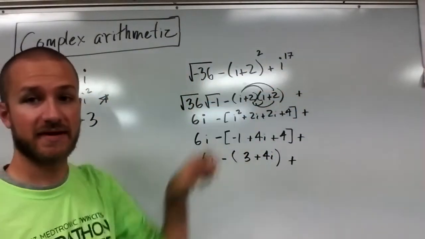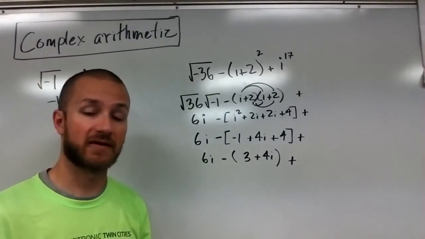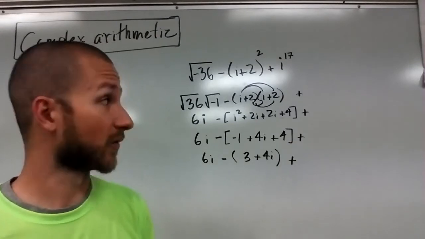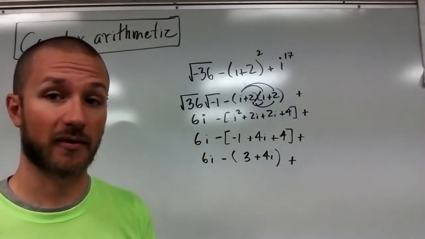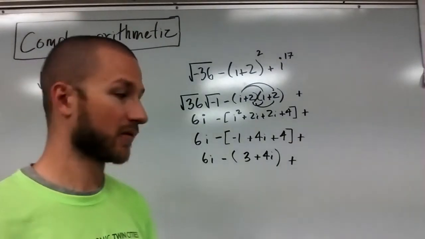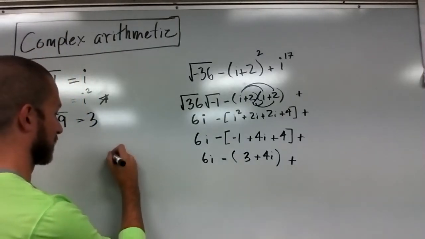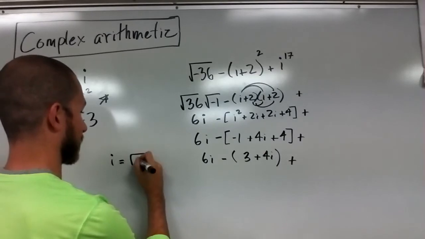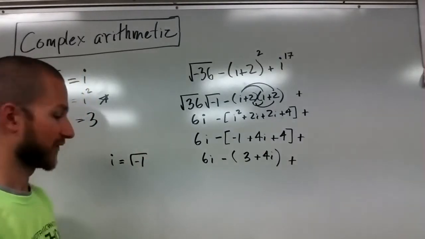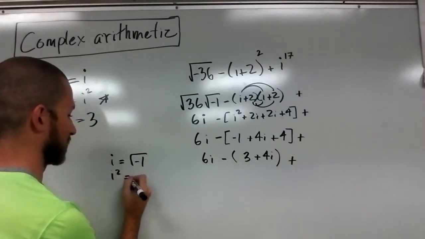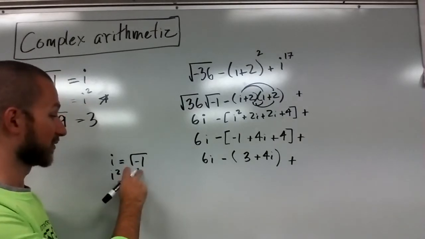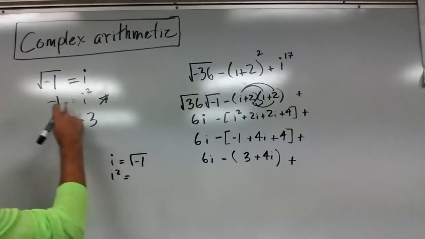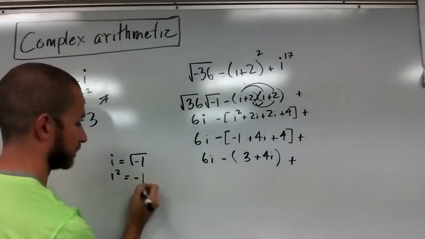Now, i to the 17th. What we're going to do is simplify this so that we either have an i without an exponent, or just some kind of number. To do that, we're going to take a look at a pattern. If I look at just the number i, that's just the square root of negative 1. If I look at i squared, this would mean you square the square root of negative 1. We already talked about that up here. It turns out to be negative 1.